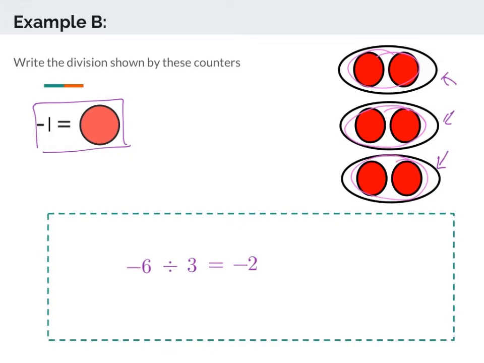And that makes sense. If I were to divide 6 by 3, I would get 2. In this case, I'm dividing -6 by 3, so I'm going to be getting -2. Let's go ahead now and have you try some on your own.